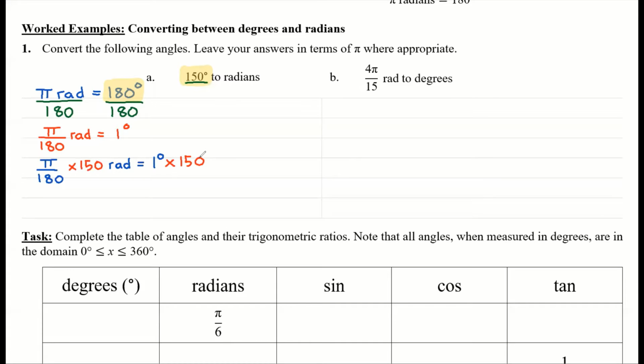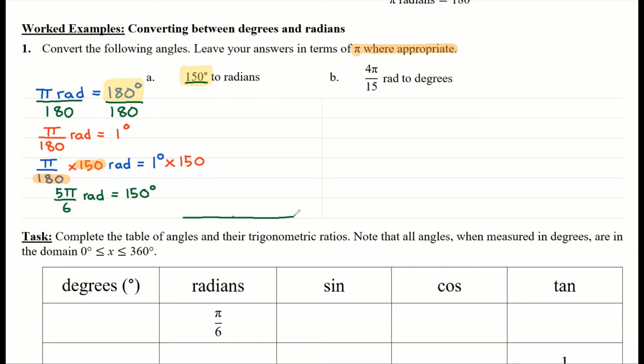Now, let's see if there's some cancellation here. We need to give our answer in terms of pi where appropriate. Well, it is appropriate in this case. This can simplify down. 150 over 180, that's quite simple. That's going to be 5/6. So the answer, just to finish off, is the following. We're going to have 5 pi over 6 radians would equal 150 degrees.